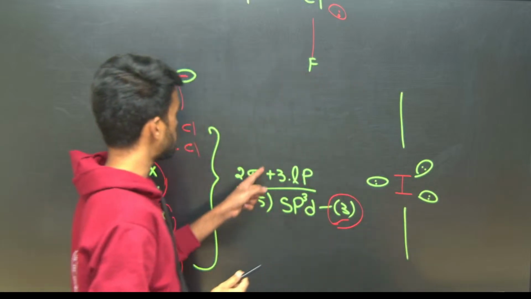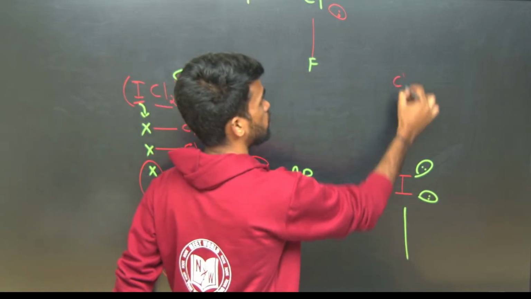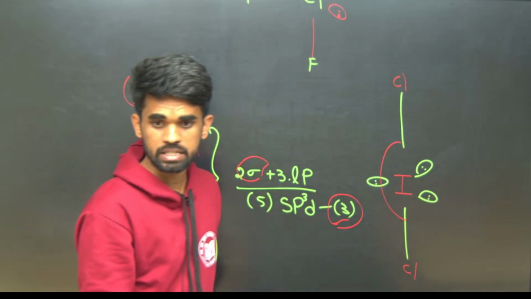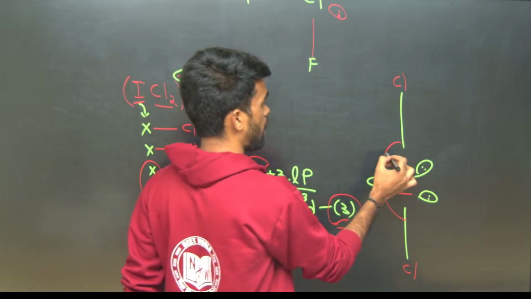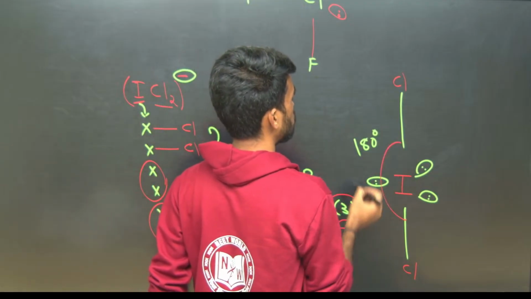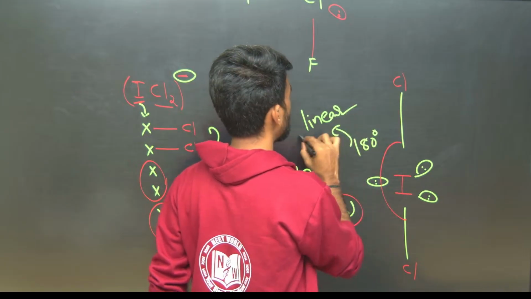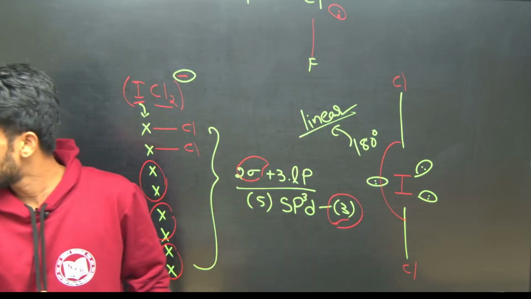So bonds are only 2. So chlorine above, one chlorine below. How is it looking? Like a line now, linear I can say. Nice. So what is the angle here? 180 degrees. Okay, and you can say this is linear. Molecular geometry or shape is linear. Okay, clear now? This one also?